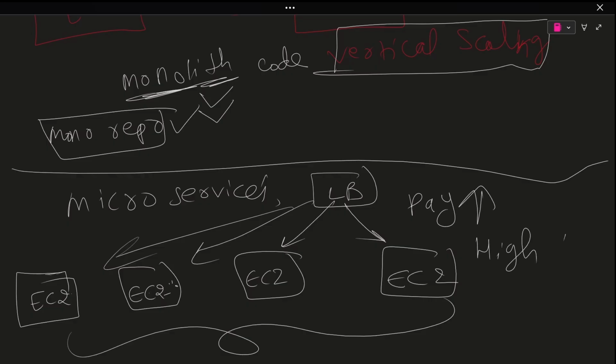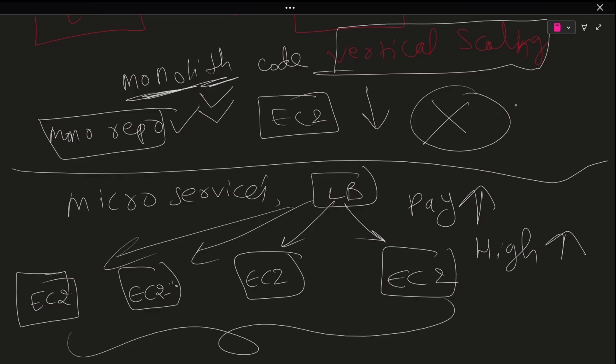Okay, you can see high availability. But here, as you are having only one server, one EC2 instance, if the single EC2 is down, your whole application is down. But here, if this is down, this is there. If this is down, this is there. This is the fashion that you are going to run in. Okay, this is known as microservices architecture.